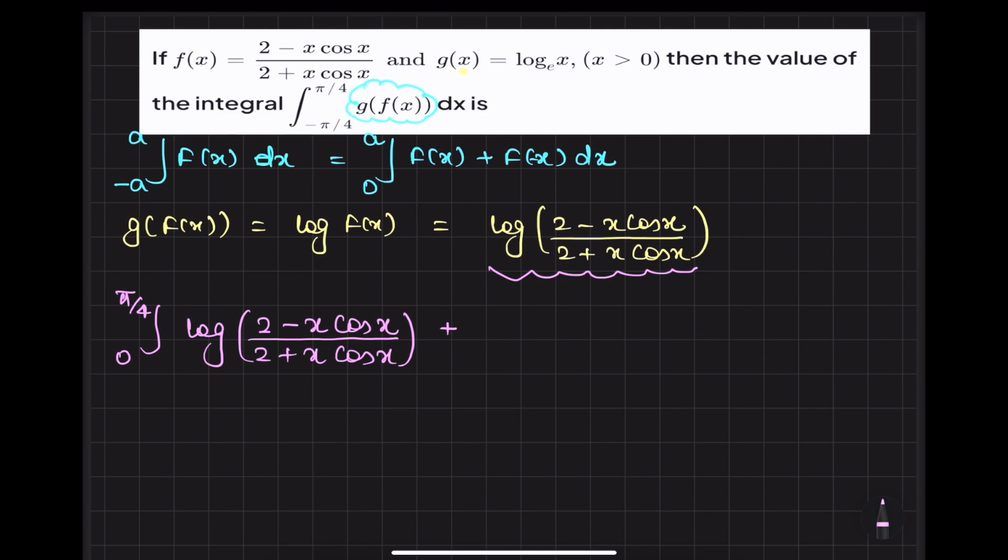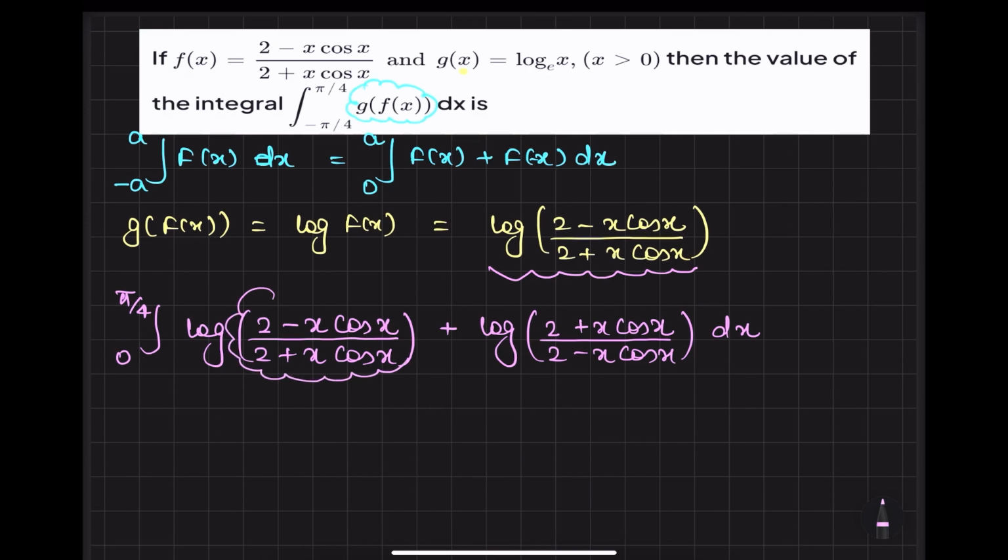means you have to replace x with minus x. So log of 2 minus x, and this minus will become plus, and you know that cos of minus x is nothing but cos x only. So you will have 2 plus x cos x, and then on the denominator you will have 2 minus x cos x, dx. Now if you observe the argument of log, both are the same but they are reciprocal to each other.